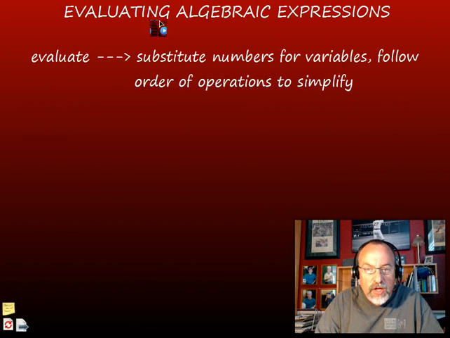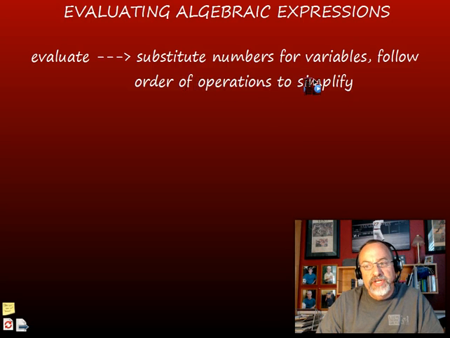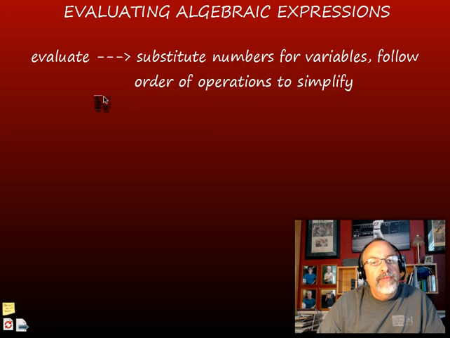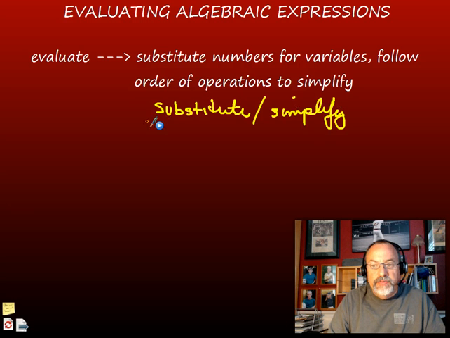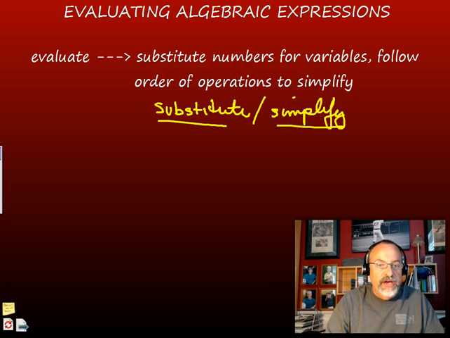Evaluating first means you substitute numbers in for variables and then follow the order of operations in order to simplify it. So evaluate means you're going to substitute in and then do the arithmetic or do your order of operations to come up with a final answer. So evaluate means to substitute and simplify. If you wanted to break it down to a very simple couple of words, evaluate means you substitute into the expression and then you simplify. That's what it comes down to. Substitute and simplify. That's what evaluating is.